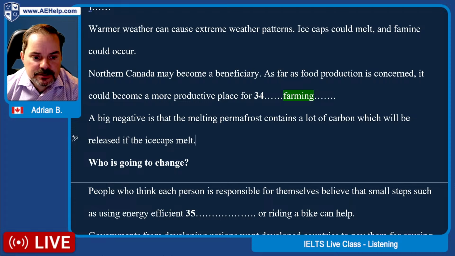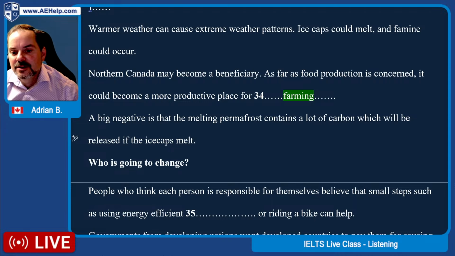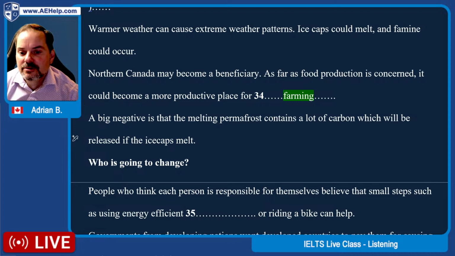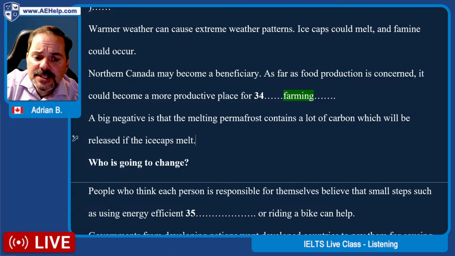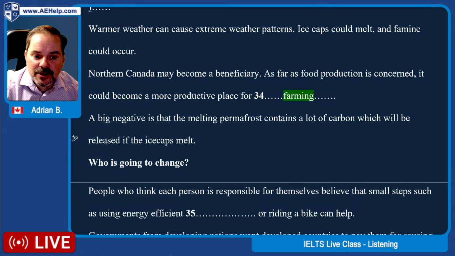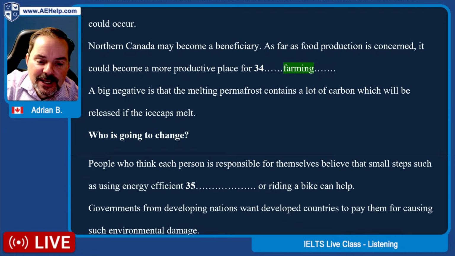It's true. I live in Canada. I have friends in the northern parts of Canada that can grow food that they could not grow 10 years ago. A big negative is that the melting permafrost contains a lot of carbon which will be released if the ice caps melt. Not if, but when. They're melting. Yep, it's true.